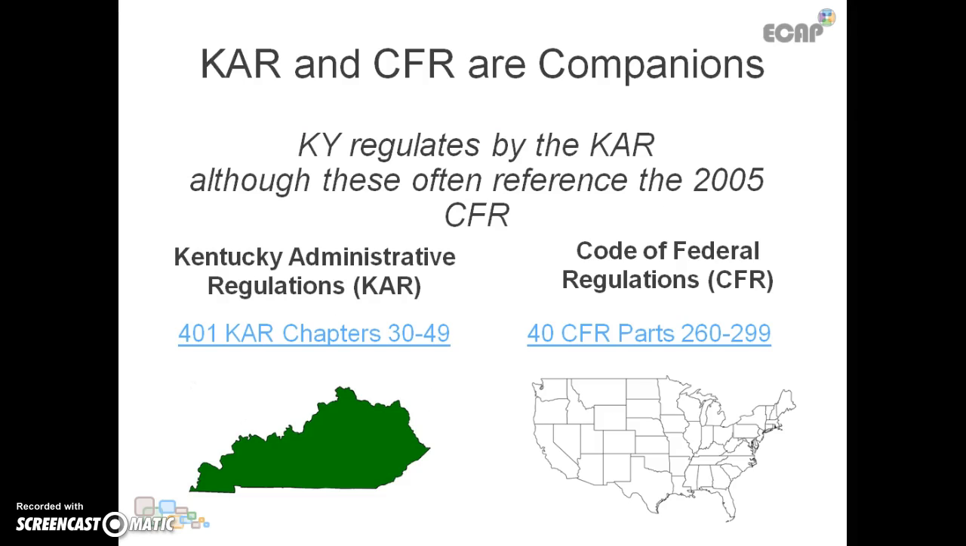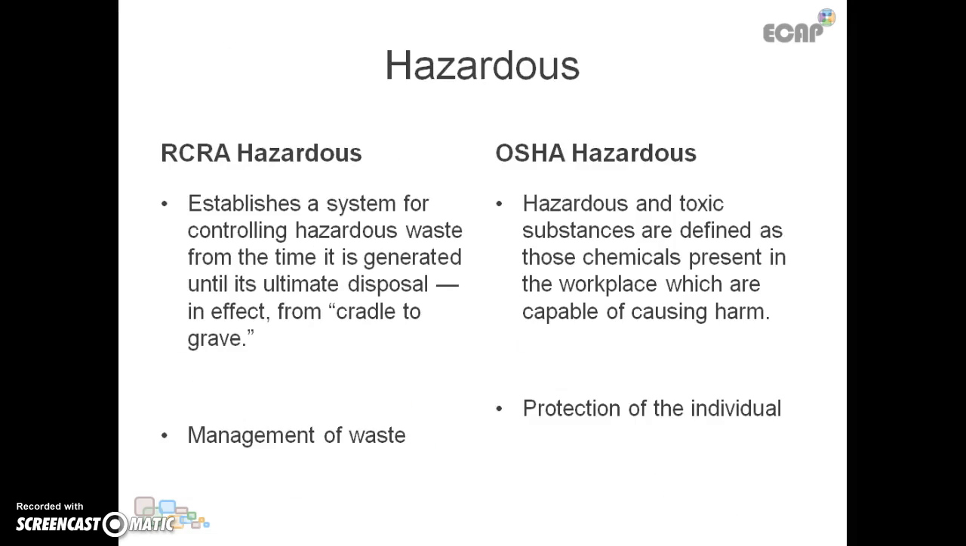To compare RCRA regulations to Kentucky, the KAR, or Kentucky Administrative Regulations, and the CFR, or Code of Federal Regulations, act as companions. As stated, Kentucky has the regulatory authority, which is administered through 401 KAR Chapters 30 through 49, although these frequently reference the 2005 CFR. As a state with delegated authority, Kentucky has some differences from the federal regulations.